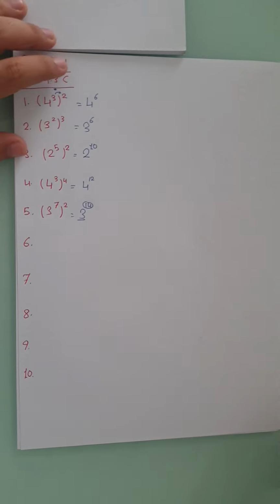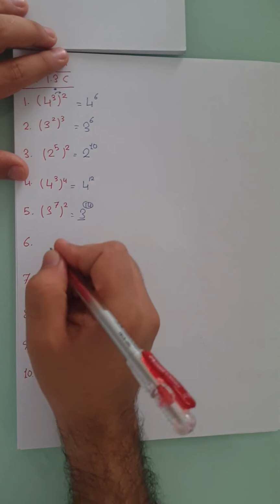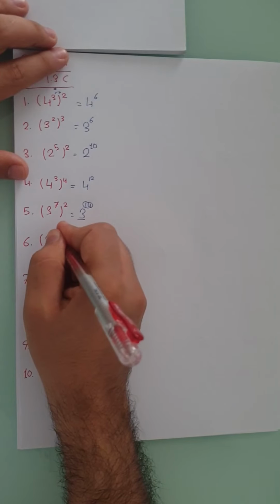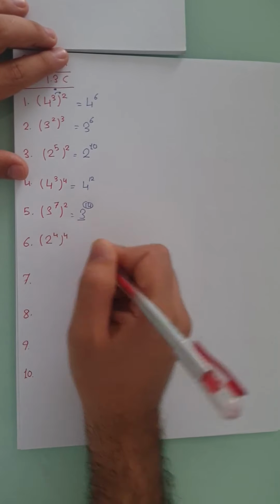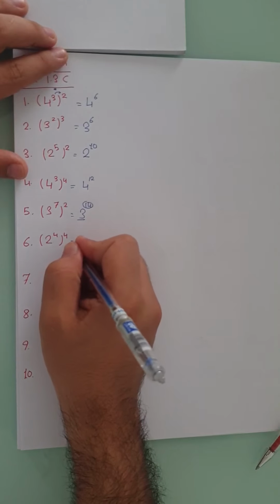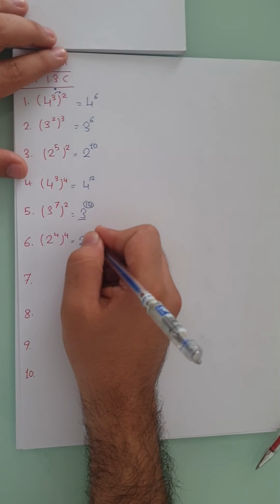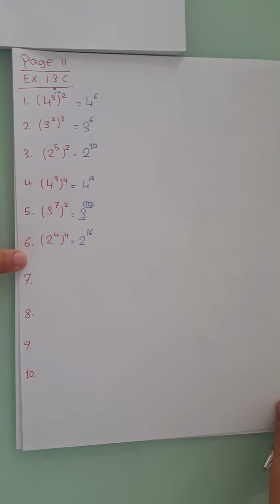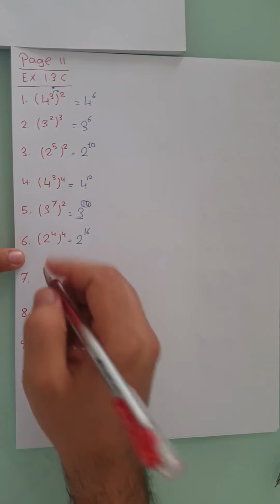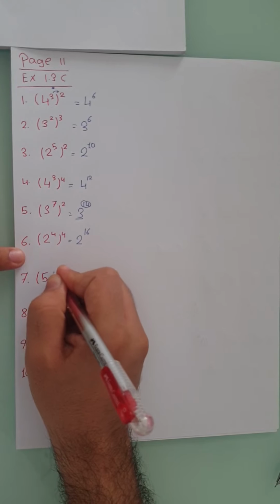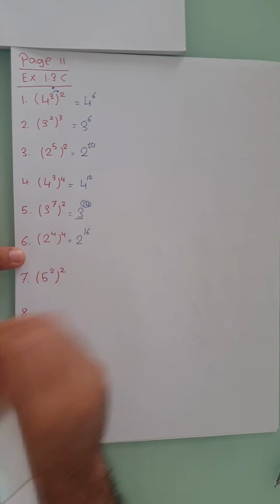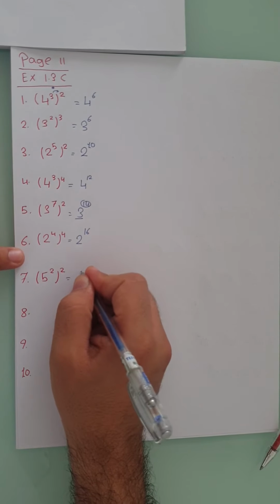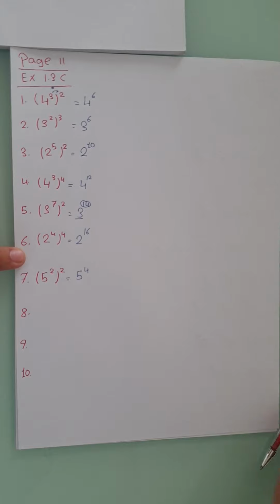Okay? Question 6. 2 to the power of 4, to the power of 4. 4 times 4 is how much? 16. So 2 to the power of 16. Okay. Question 7. 5 to the power of 2, to the power of 2. Okay. So 2 times 2 is how much? 4. So 5 to the power of 4.